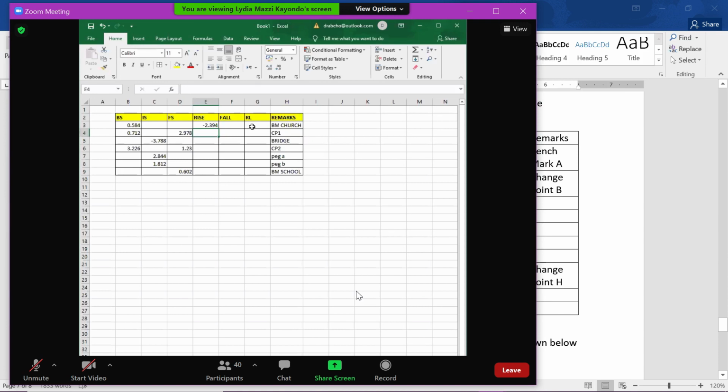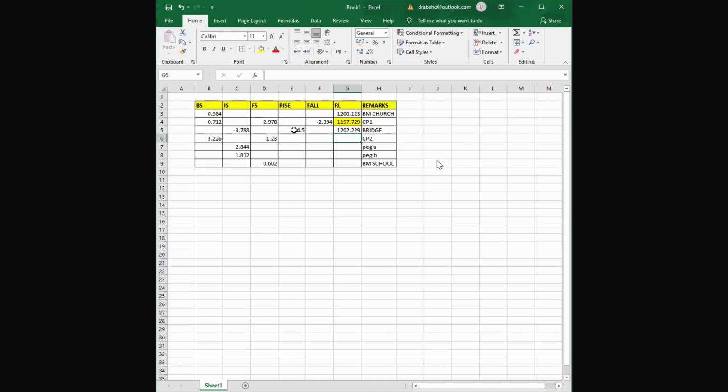goes here. So we have the back sight here minus the intersight. So we have 4.5. But remember now, this rise is from CP1 to the bridge. So here it means we shall use the reduced level of CP1. We add on our rise to be able to get the reduced level of the bridge, or the bottom of the deck of the bridge.